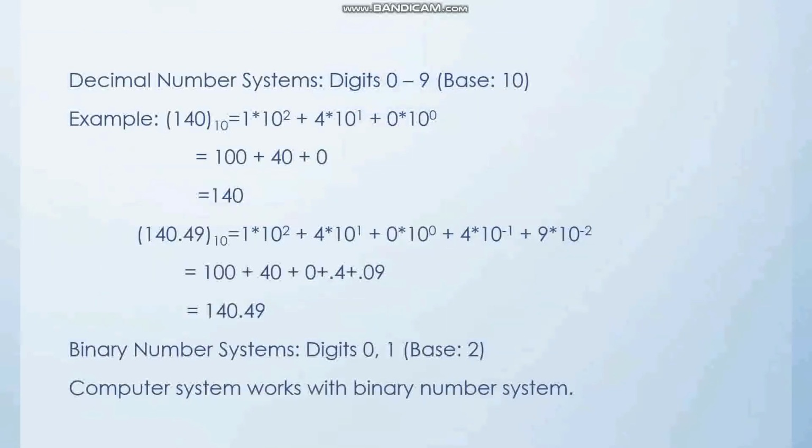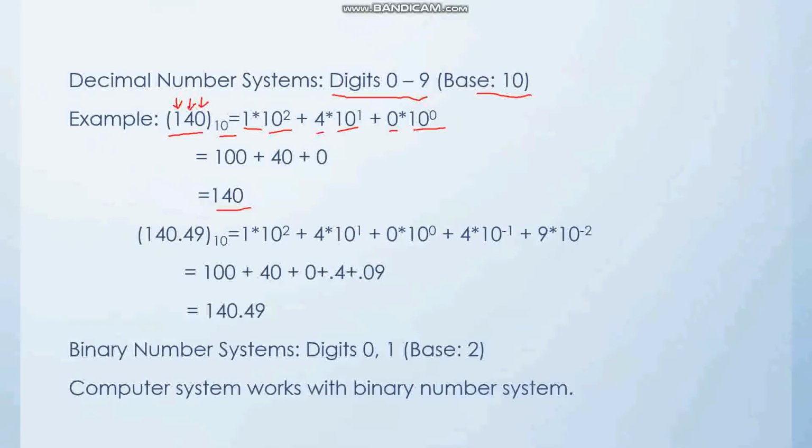Decimal number system, digits are 0 to 9. So the base is 10 because the total number of digits here is 10. If I want to represent 140 in the decimal number system, then 10 to the power 0 multiplied by 0, this is a0, then 10 raised to the power 1 multiplied by 4, this is a1, and then 10 raised to the power 2 multiplied by 1, this is a2, and I will get 100 plus 40 plus 0, this is 140.